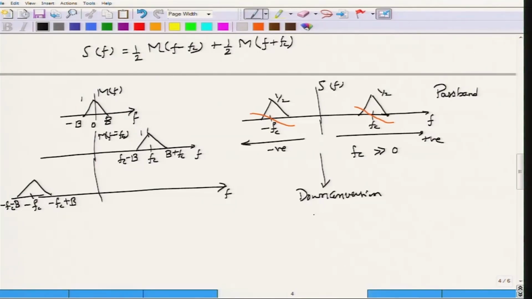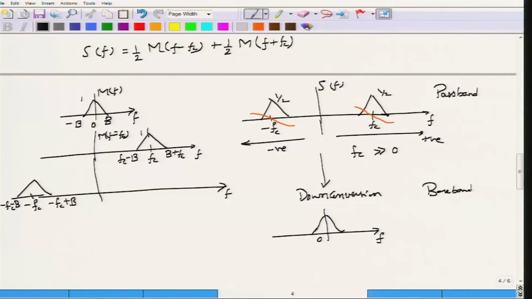The result of a down conversion operation is a signal that is now centered at 0 frequency. You somehow have to make this signal, which is centered at non-zero frequencies, to be centered at zero frequency. This process of going from pass band to base band is called down conversion.